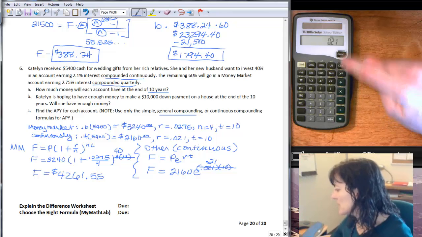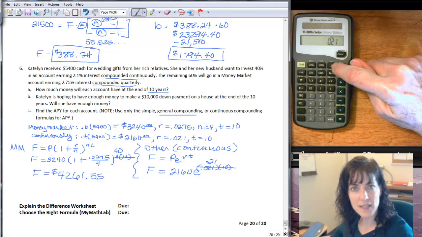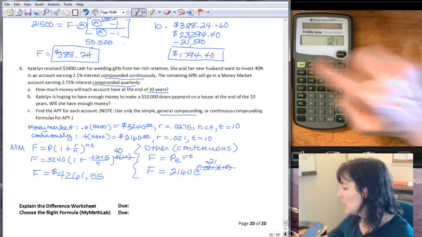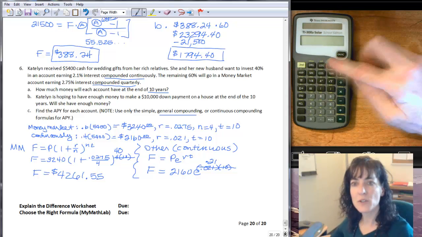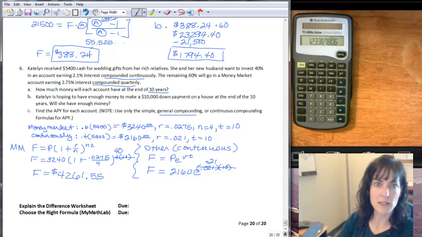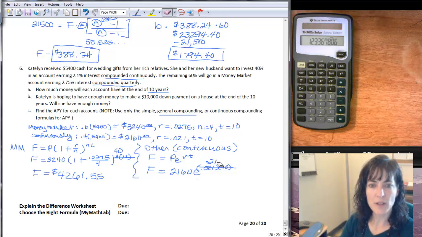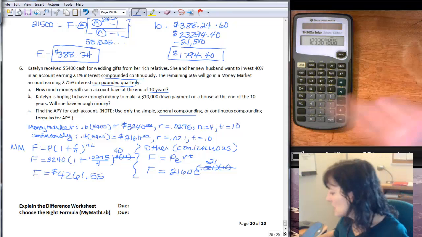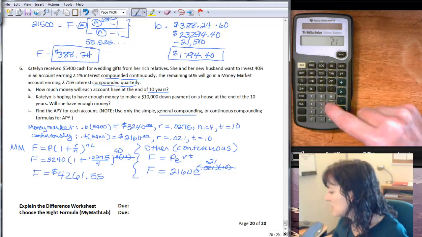I'm glad I have it sitting there on my calculator, because this calculator wants you to have the number sitting there for the exponent before you push the e to the x button. So I'll do second e to the x, and it'll give me a value for that. Last thing I need to do: I've calculated e to the 0.21, now I need to multiply by 2160. So times 2160.